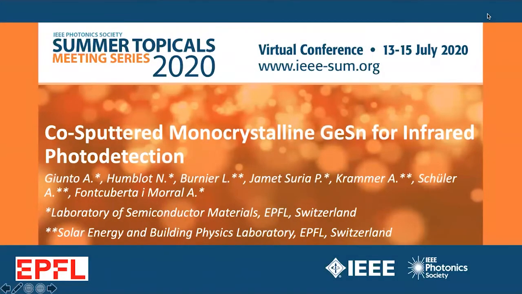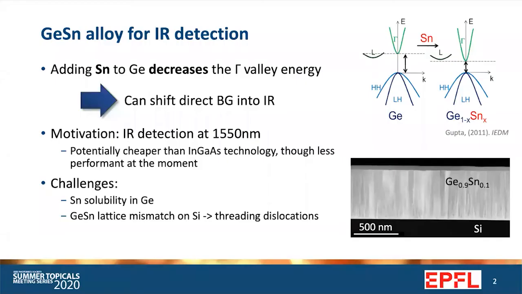Afternoon, everybody. Today, I'd like to show you our results on co-sputtering of monocrystalline germanium tin for infrared photodetection. As many of you probably know, adding tin to germanium decreases the gamma valley energy. And for enough tin, we can switch from the indirect bandgap of germanium to a direct bandgap. So in general, adding tin allows us to shift the direct bandgap more towards the infrared.